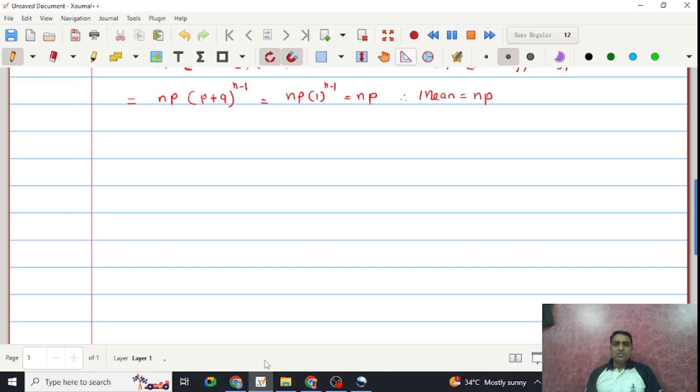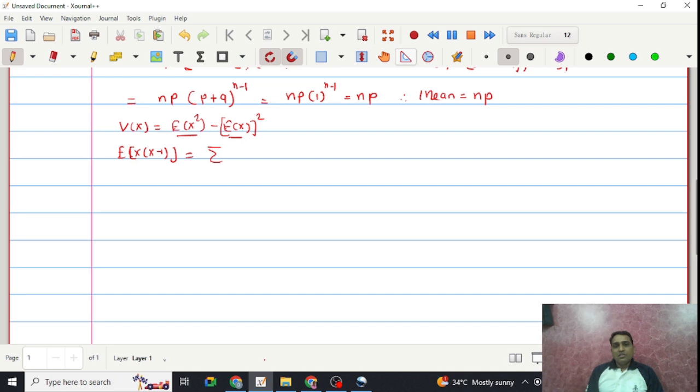Then we calculate the variance of this distribution. As already discussed, the variance of X is the expectation of X squared minus the square of the expectation of X. The expectation of X we already calculated, so we have to calculate the expectation of X squared. We use factorial moments here: the expected value of x into x minus 1, the second factorial moment.